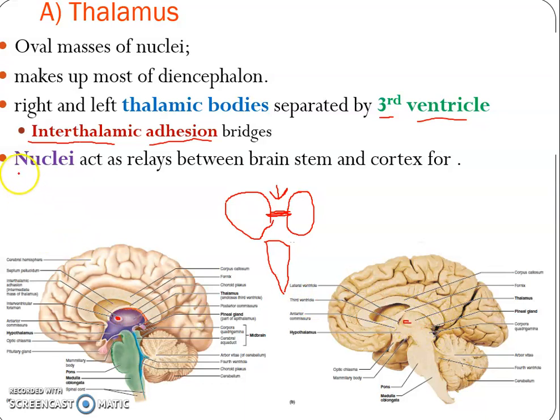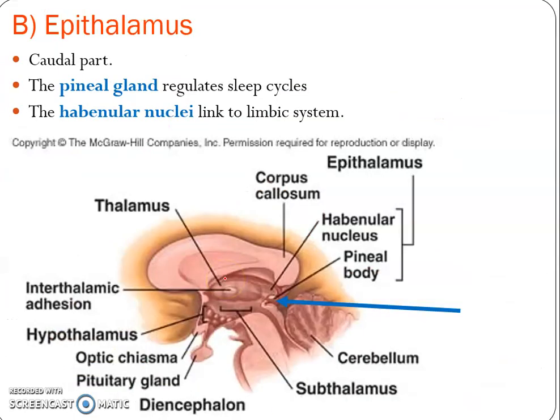And right here, there's a lot of nuclei. Remember, nuclei are gray matter surrounded by white matter. And it relays all these projection tracts that come up the spinal cord to the right location. So you have projection tracts coming up. They go to the thalamus and it goes, oh, you go there. Oh, you go back there somewhere. Now, here's the thalamus. Interthalamic adhesion, everybody.